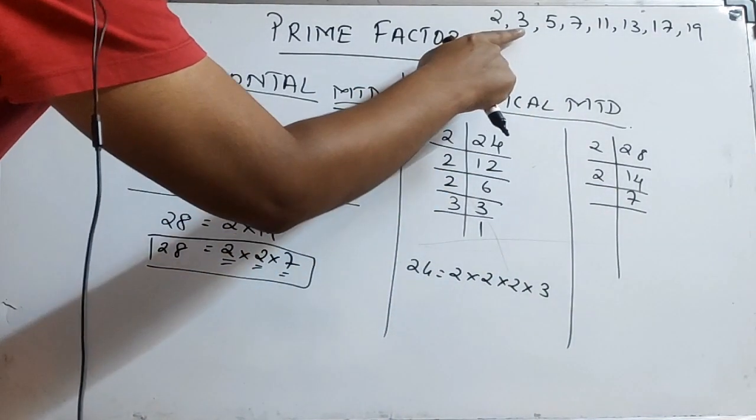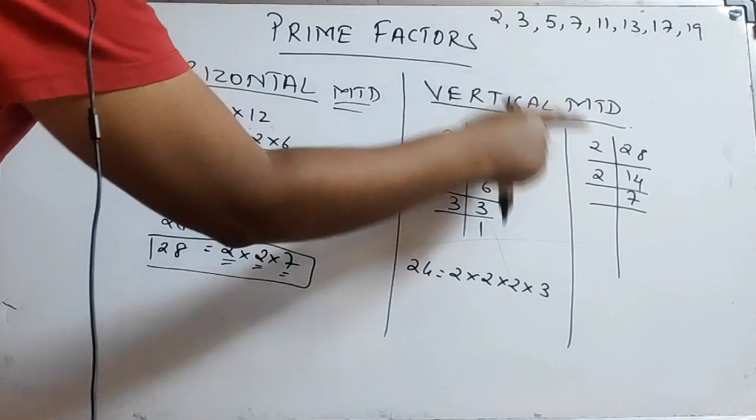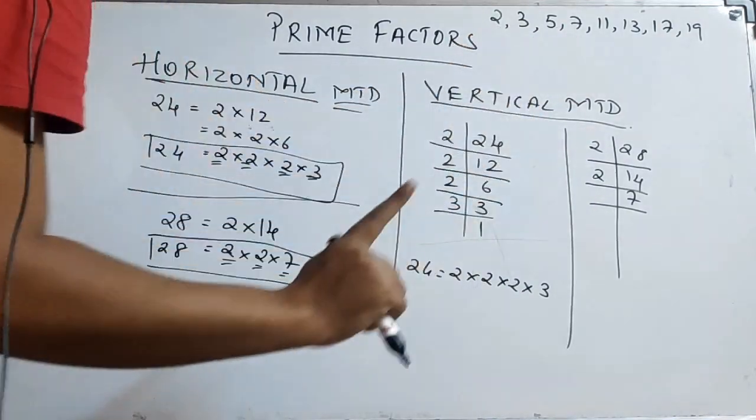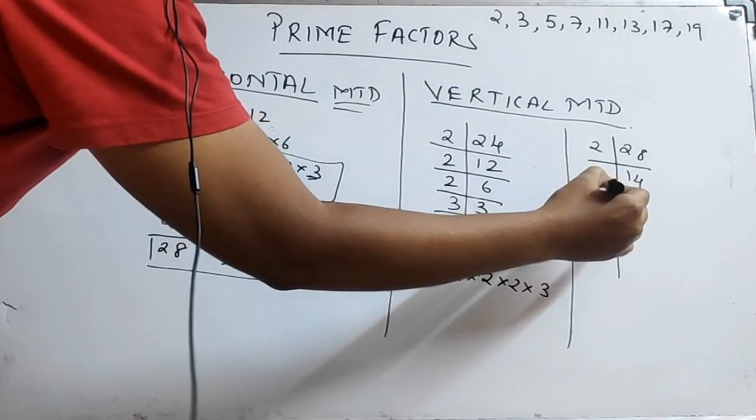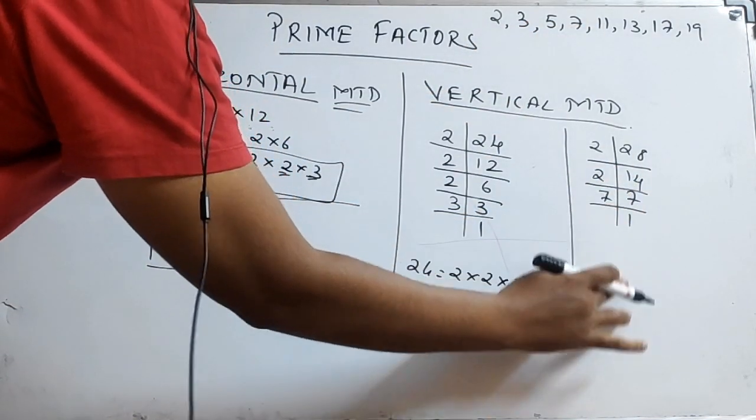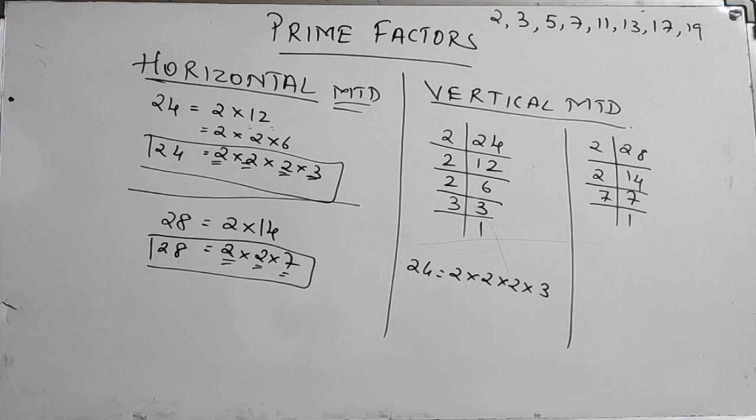Can you divide 7 by 3? No, you cannot divide 7 by 3. Can you divide 7 by 5? No, you cannot divide by 5. But you can divide 7 by 7. Why? Because 7 is a prime number. And then you get 1.